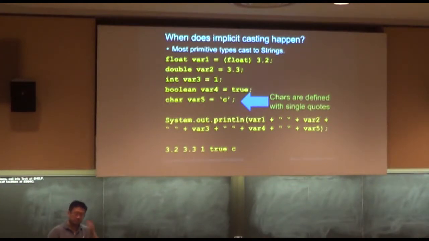But because we're performing additions with the string, the space string in this case, and because everything can implicitly cast into a string, we can take each one of those things and implicitly cast them into a string and slowly glom this all together into one long string.